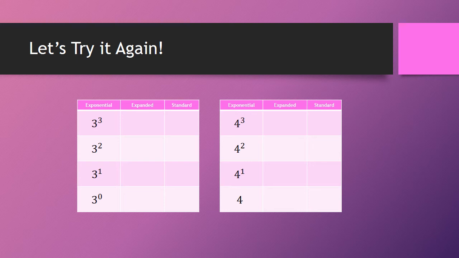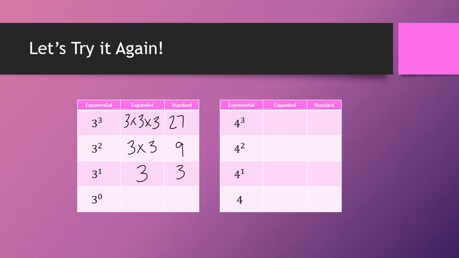So 3, I want to do 3 times 3 times 3, which, 3 times 3 is 9. 9 times 3 is 27. 3 squared, or 3 to the power of 2, is 3 times 3, which is 9. And then 3 to the power of 1, we're just going to write 3 once. So our solution is 3.